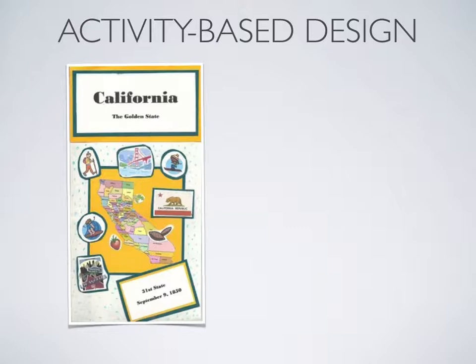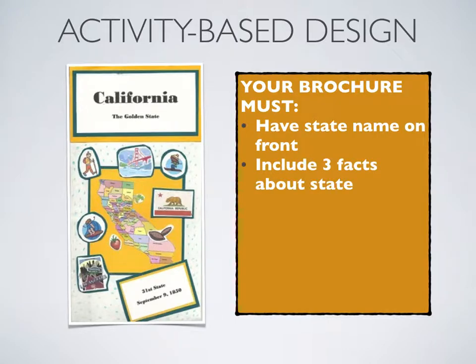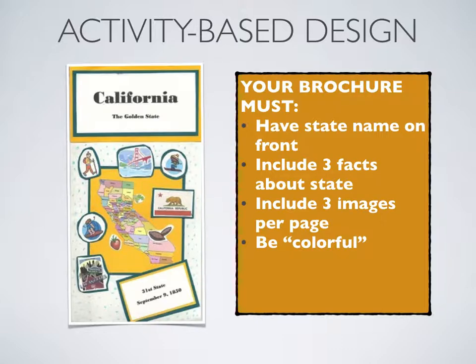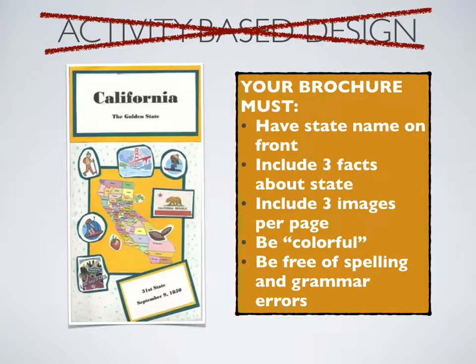So the assignment description ends up sounding something like this. Your brochure must have state name on front, include 3 facts about state, include 3 images per page, be colorful, and be free of grammar and spelling errors. This example of an activity-based design instead of backwards demonstrates the fallacy of such a design.